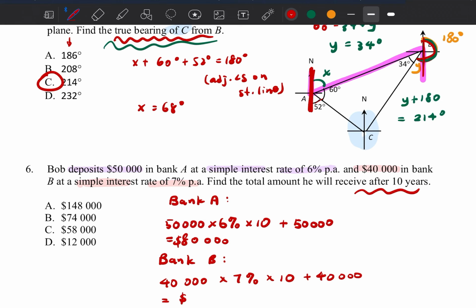So put it into your calculator. You have this, and all you have to do is add up whatever he got in bank A and bank B together, and then you should get the answer 148000, which is your A.